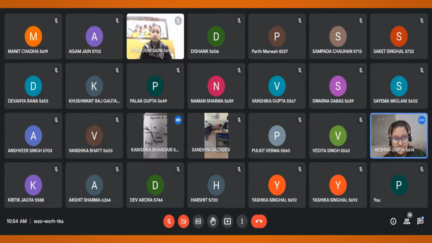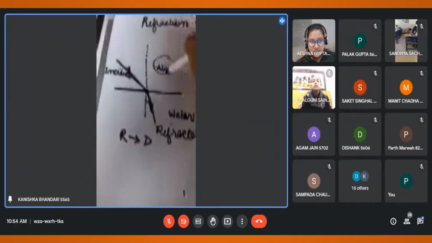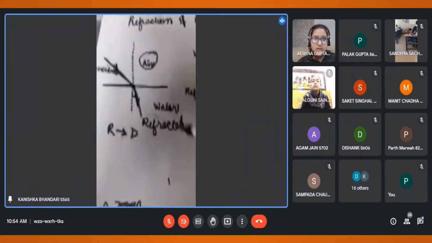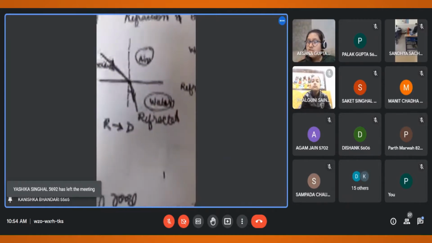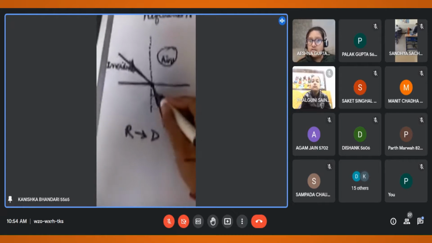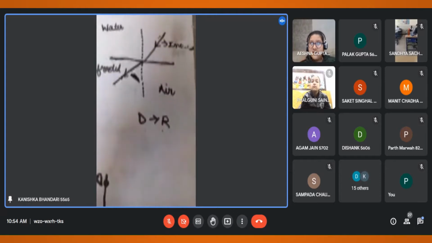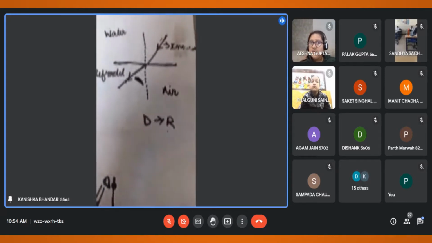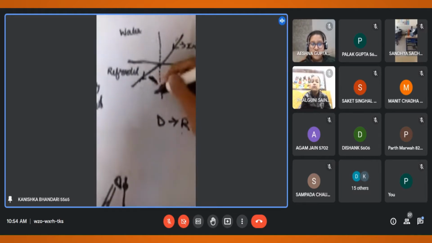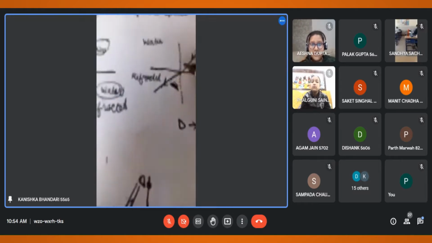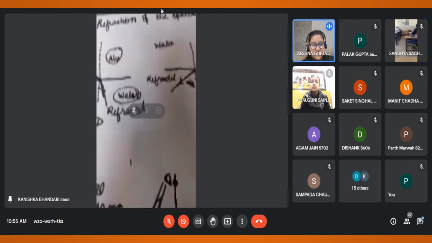So, first we see that a ray of light, when going from an optically rarer medium like air to an optically denser medium like water, slows down and bends towards the normal. And when the ray of light goes from an optically denser medium to an optically rarer medium, it speeds up and bends away from the normal. So you can see that the distance is more here, but the distance is less here. Understood? Yes, understood.